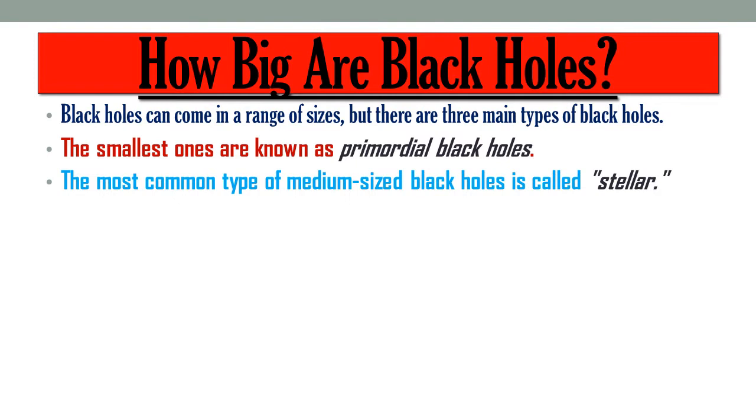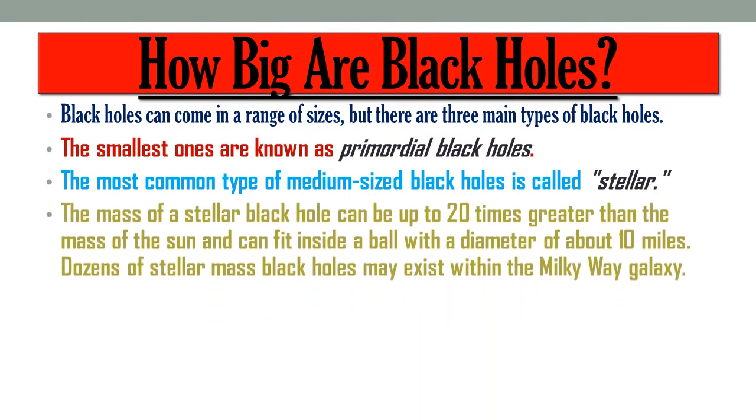The most common type, a medium-sized black hole, is the stellar black hole. The mass of a stellar black hole can be up to 20 times greater than the mass of the sun, and it can fit inside a ball with a diameter of about 10 miles. Dozens of stellar mass black holes may exist within the Milky Way galaxy. This is the second type of black hole.